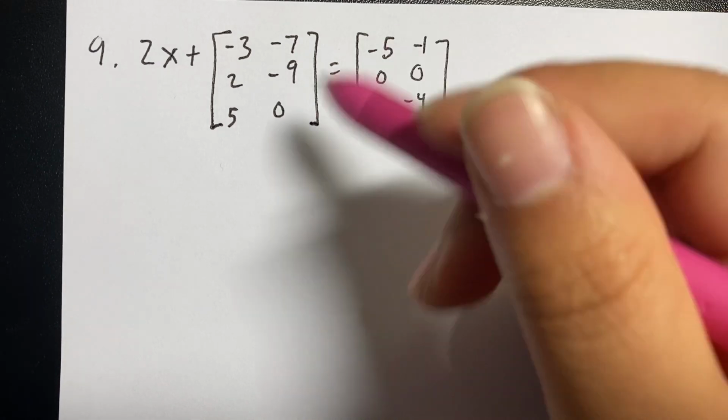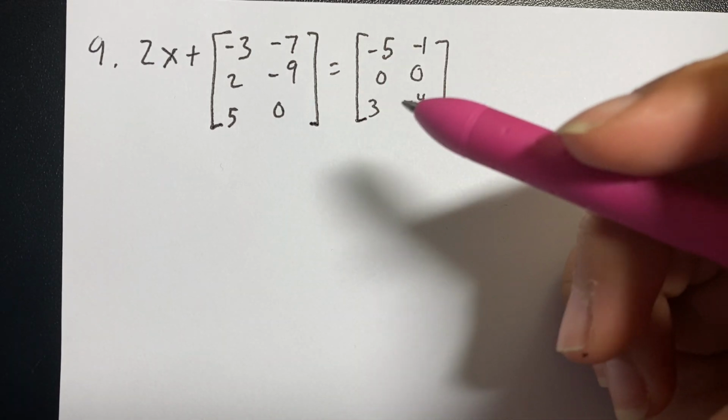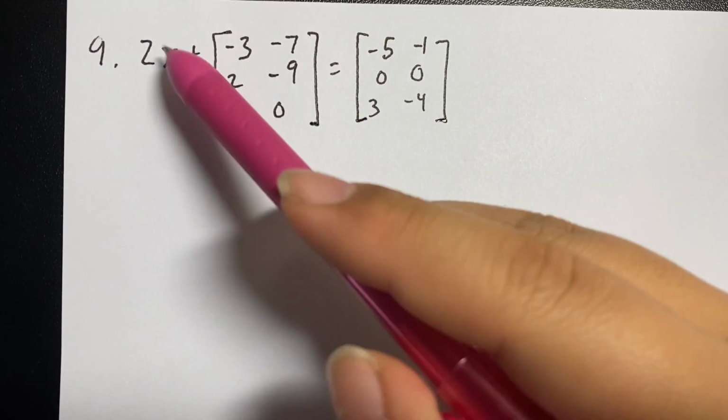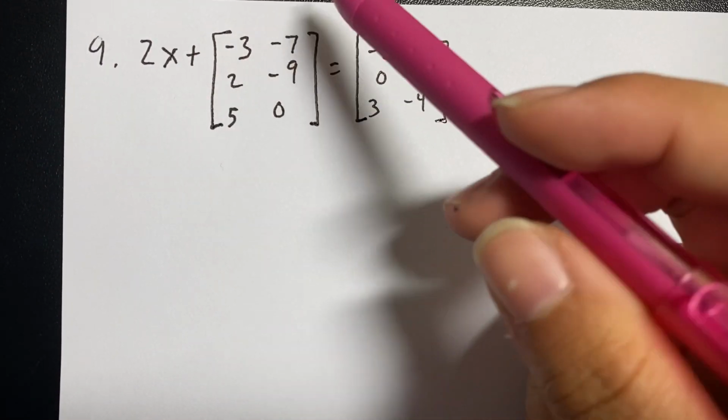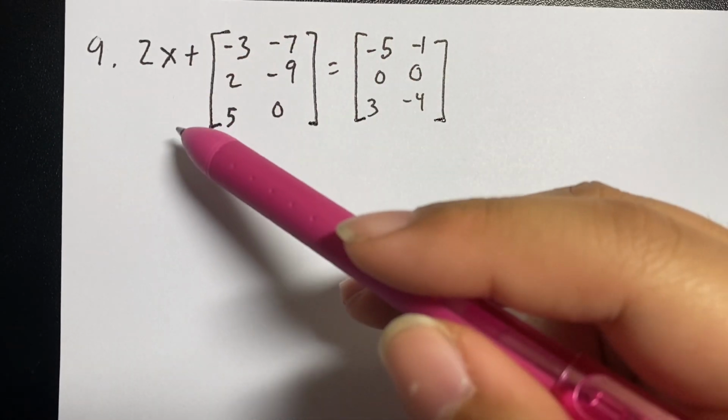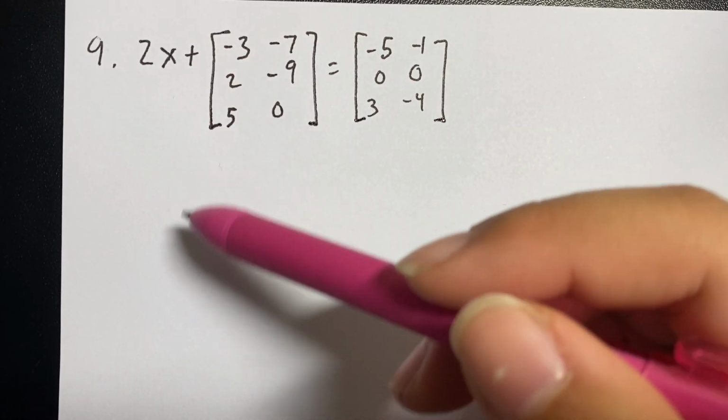Number 9, we essentially have a two-step equation problem. We're trying to solve for x, right? So our main goal is to try to isolate x as a variable. And in order to do that, we have to get rid of this matrix on the left side of the equation. And you may ask, how may you do that?